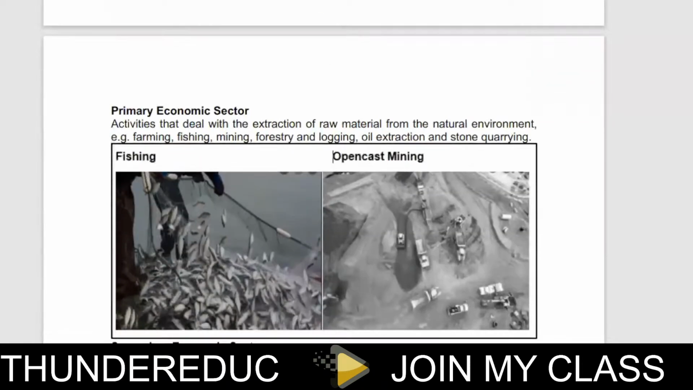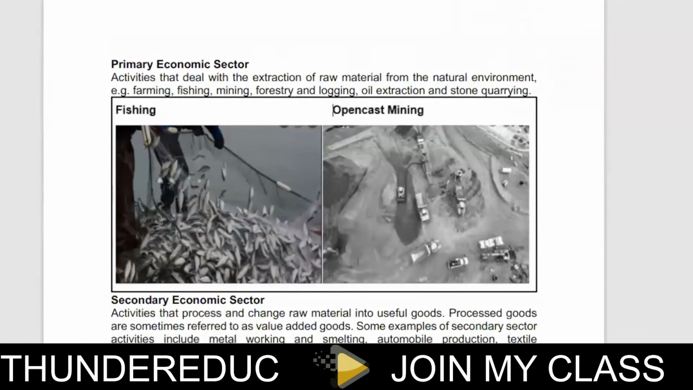In this case, we have what they call the primary economic sector. The primary economic sector, basically, what does it deal with? This sector deals with the extraction of raw material from nature. We extract raw material from nature, in other words, from the environment. Such activities whereby you go and extract raw materials from the environment, we call primary sector.